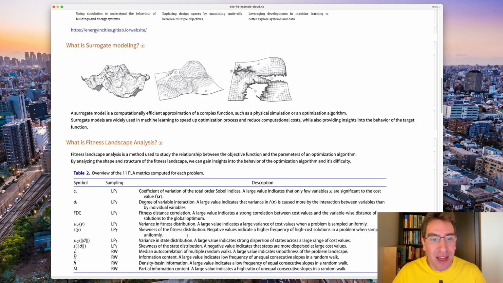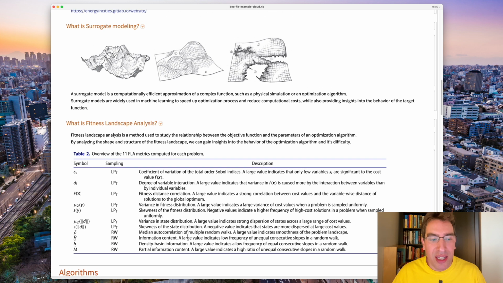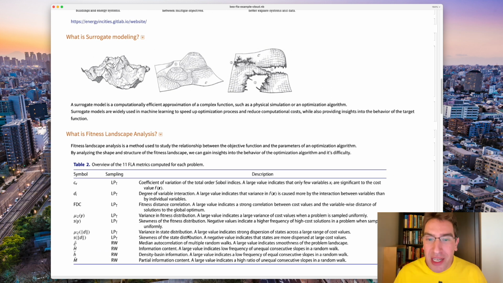Fitness landscape analysis is a method used to study the relationship between the objective function and the parameters of an optimization algorithm. By analyzing the shape and structure of the fitness landscape, we can gain insights into the behavior of the optimization algorithm and its difficulty. So below is a list of fitness landscape analysis metrics. There's a whole bunch of other ones as well.